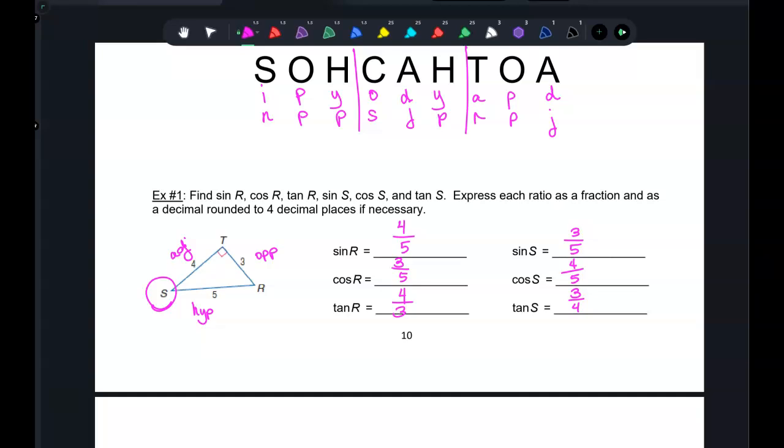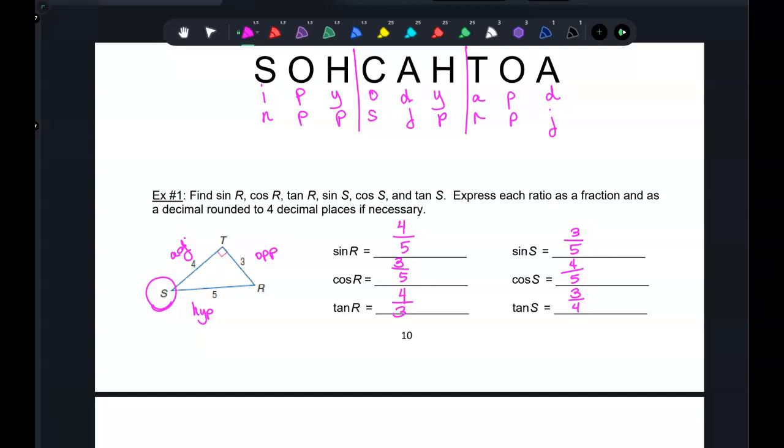So these two are always going to be the same. And what's going to happen with the tangents? They're always going to be reciprocals. I have in here write it as a fraction and as a decimal, but we'll just leave it as a fraction.